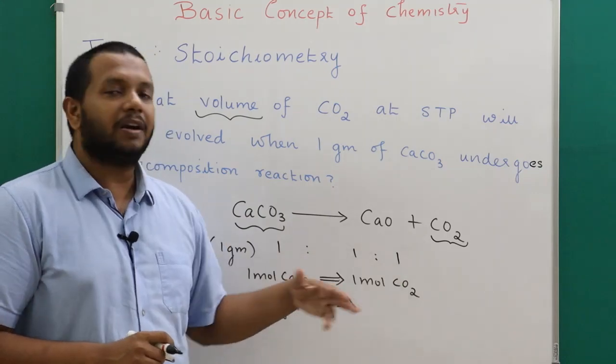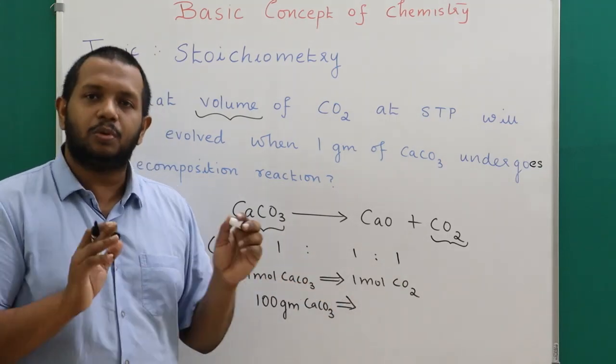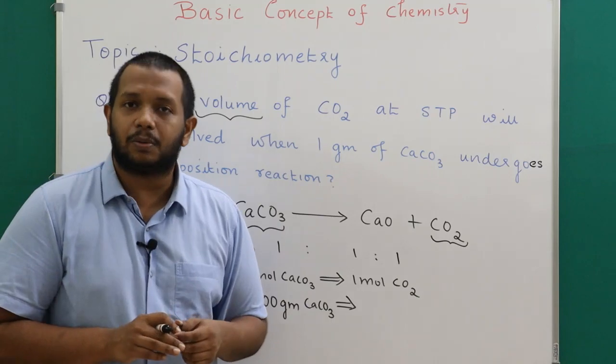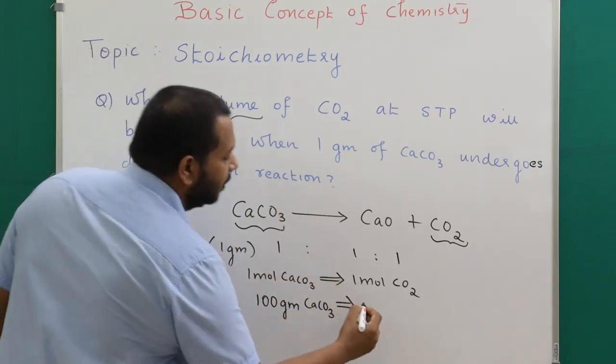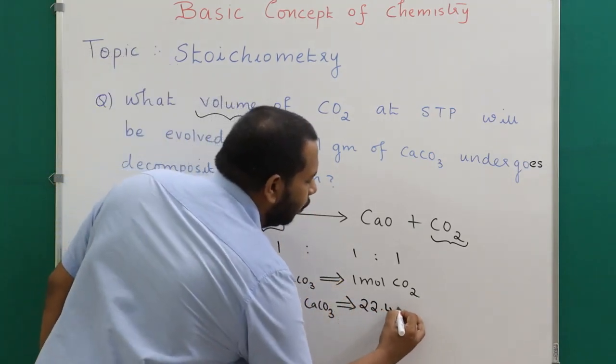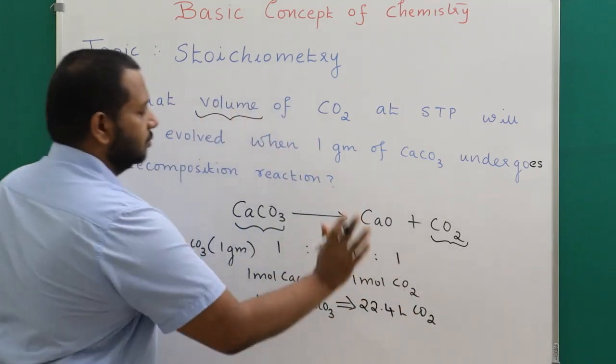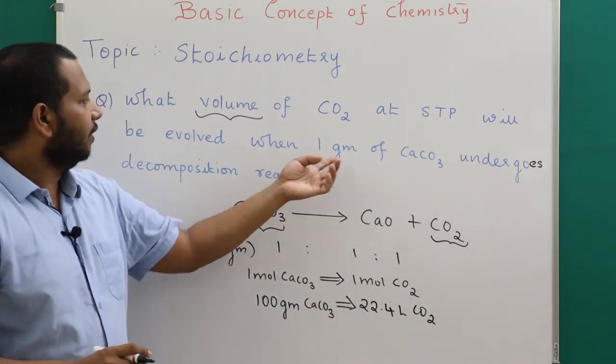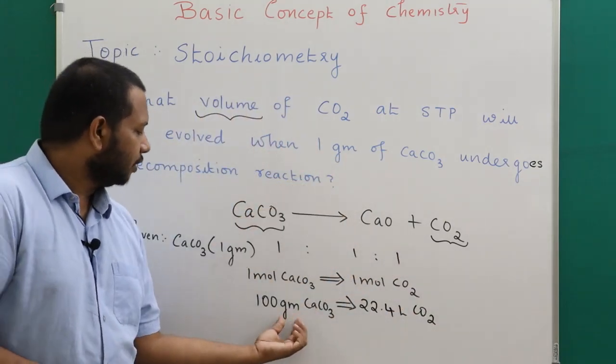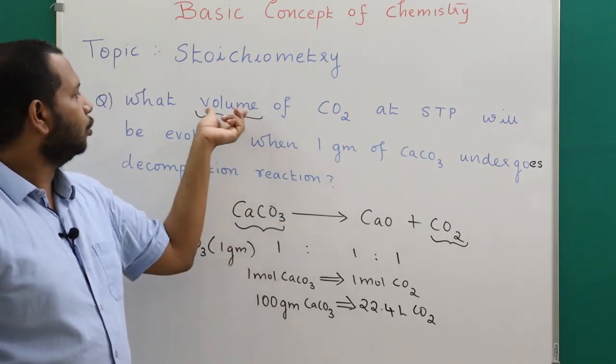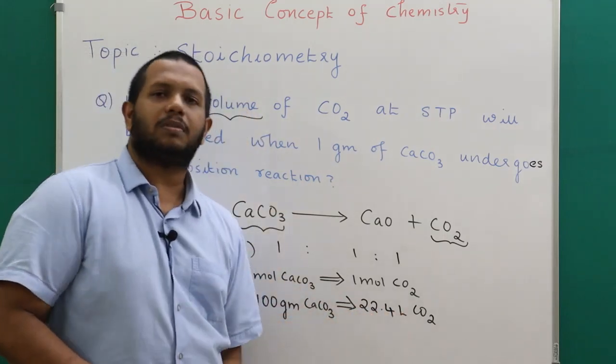1 mole of carbon dioxide is equal to how much volume? Do it in that way. 1 mole of carbon dioxide, at STP, will give you 22.4 liter of carbon dioxide. Super. Now the given term is in gram, and the output you want to find is in volume. I have made it in volume in one single step.